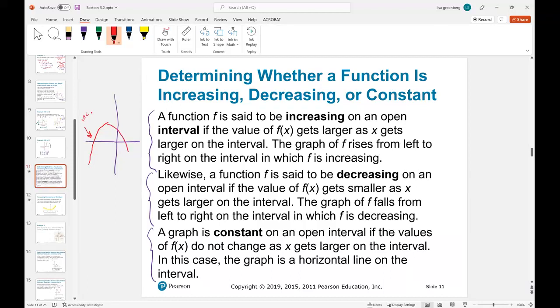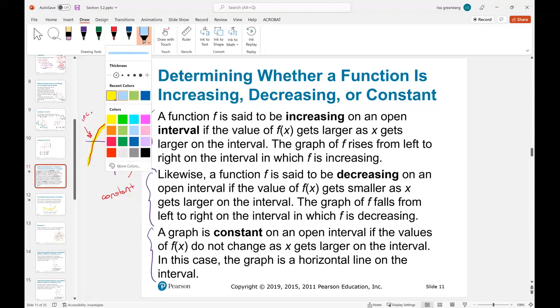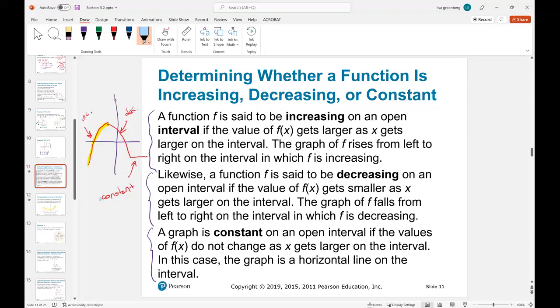When it starts to come down, this is decreasing. And if at this point it just went straight across, this is constant. Okay, so increasing on a graph means it's rising, and we always read a graph from left to right. So I start at the leftmost side, and here it's going up, and then it starts here coming back down, which means it's decreasing.